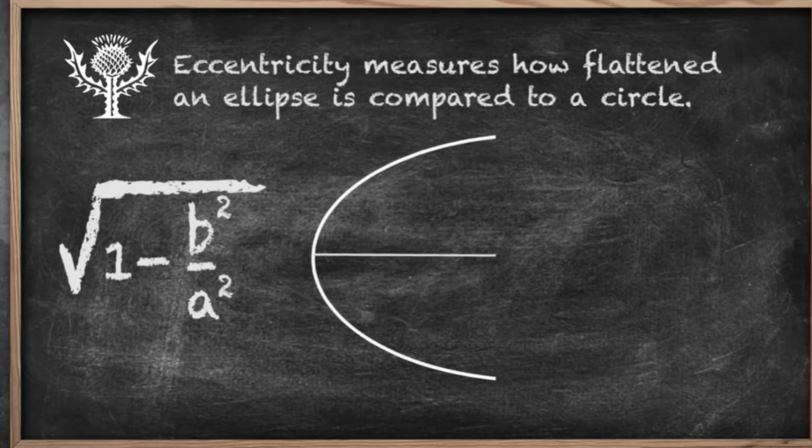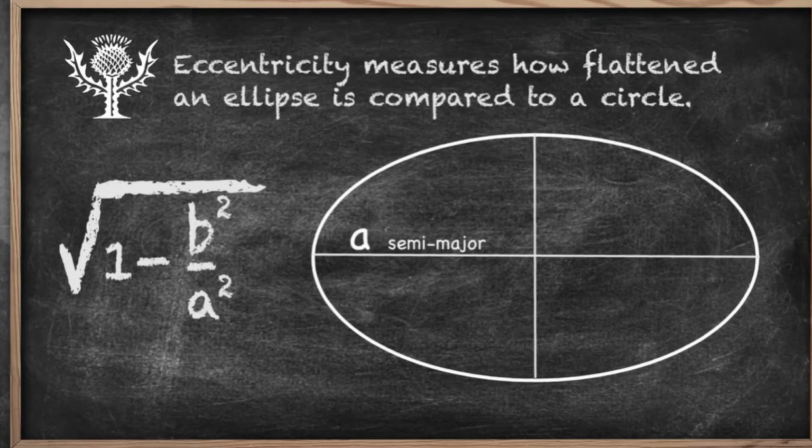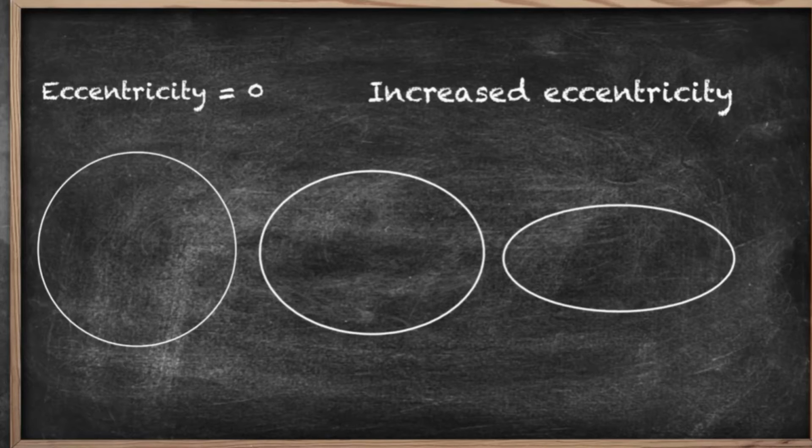Well, A is the semi-major axis, or half the distance along the long axis of the ellipse, and B is the semi-minor axis, or half the distance along the short axis of the ellipse. The equation is a way to compare these axes to describe how squashed the ellipse is. An ellipse with zero eccentricity would just be a regular old circle. As eccentricity increases, the ellipse gets flatter and flatter until it just looks like a line.